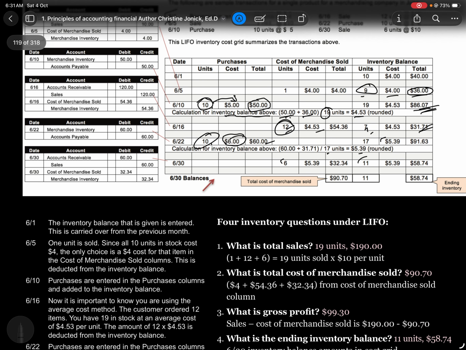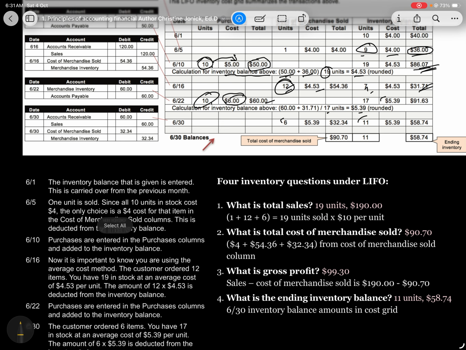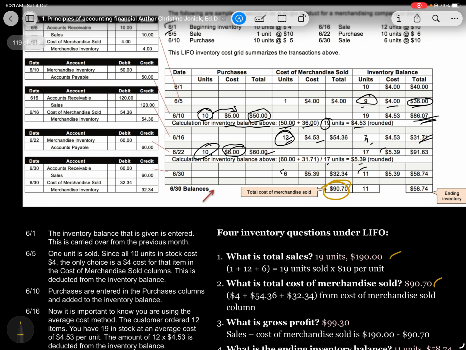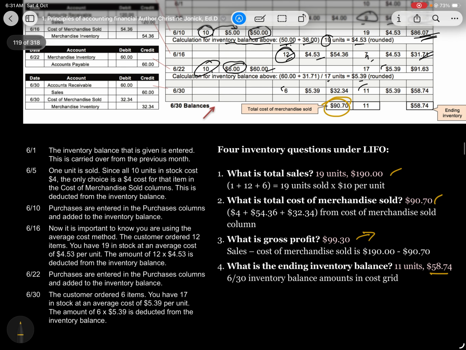And what would be our profit when we look at the total? In total, 190 would be revenue. Our COGS would be 190.7 when we add all this up, and our gross profit would be 99.30. Ending inventory is 58.78, right?